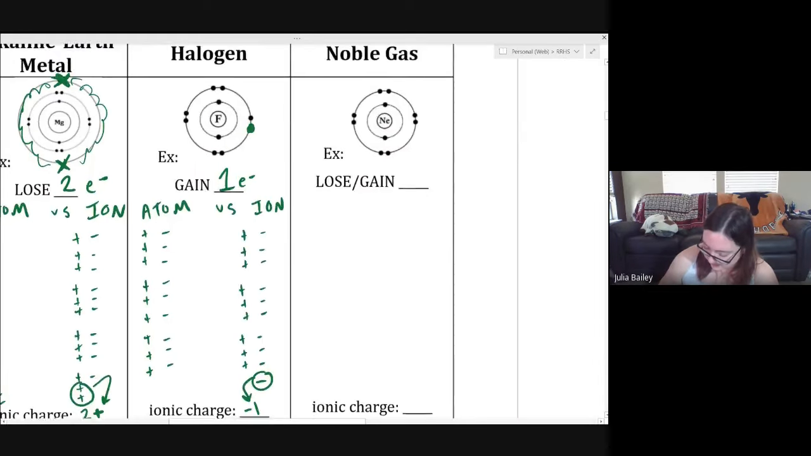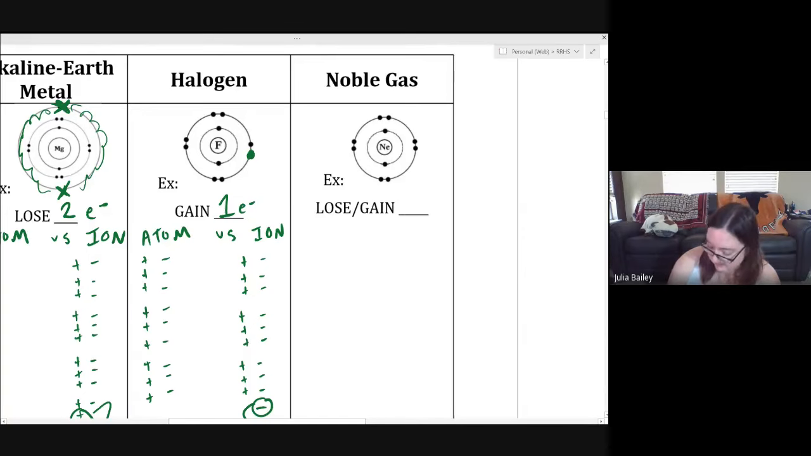That brings us to neon and the noble gases. They lose and gain no electrons because they're already stable. They already are the cool kids. They don't have to change themselves at all.